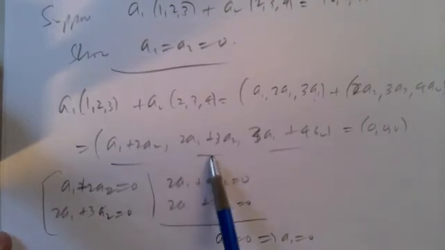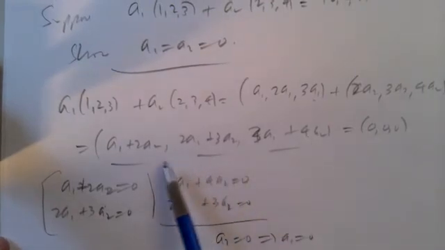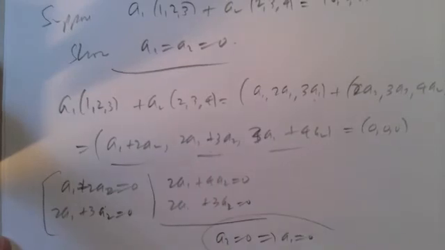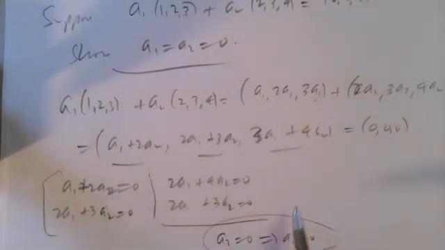So even just looking at the first two coordinates, the only way they're both equal to 0 is if a1 and a2 are 0. So that means that these vectors are linearly independent. All right. Questions about this?